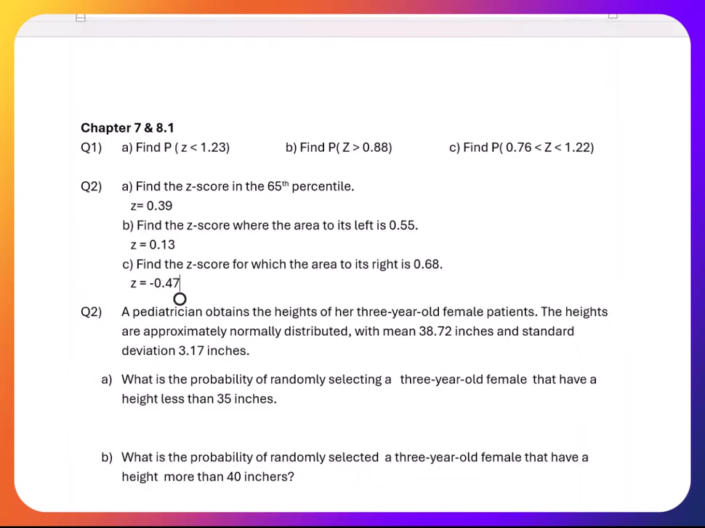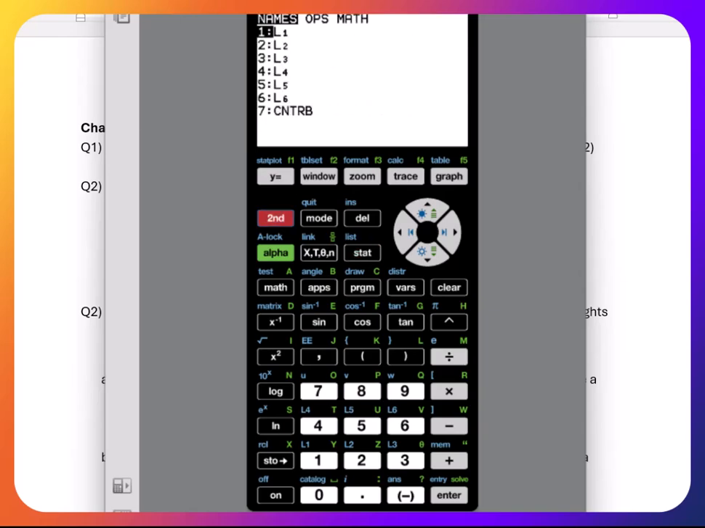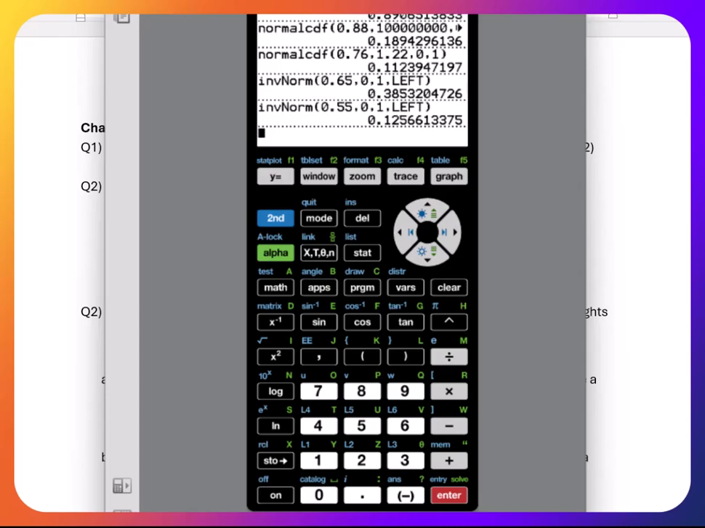Next question. Find the z-score where the area to its left is 0.55. Same thing. Oops, sorry. So I'm going to change this to 0.55 and leave everything the same. And here's the answer, 0.13.